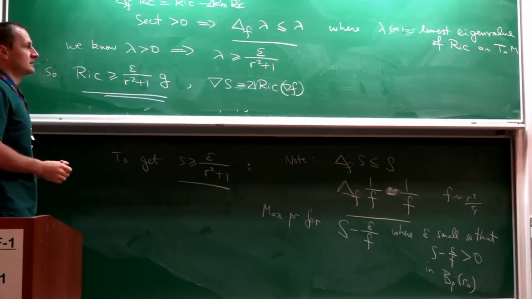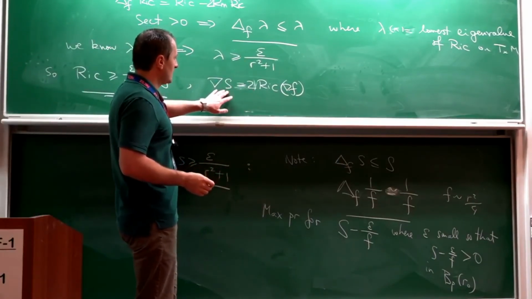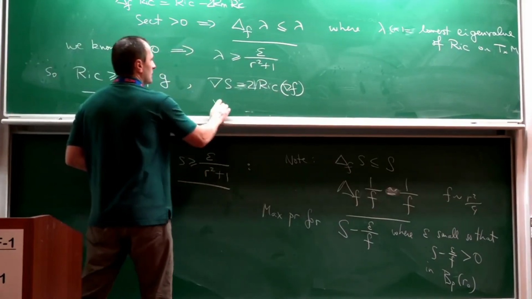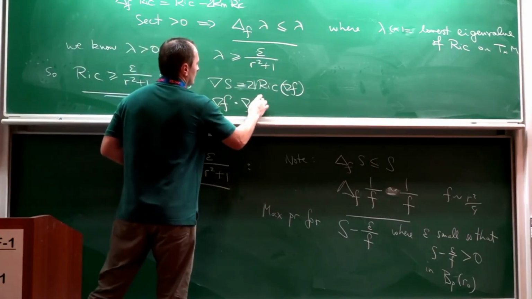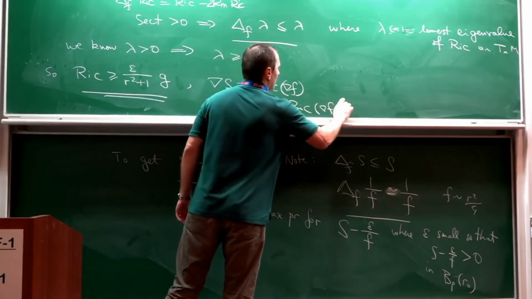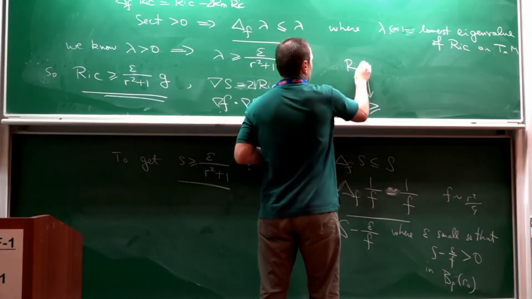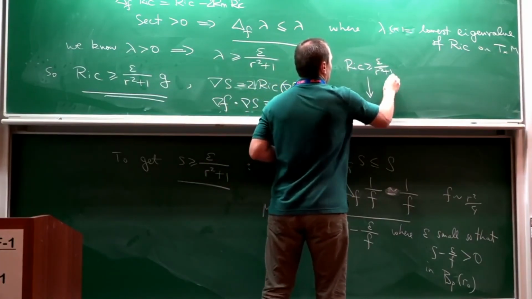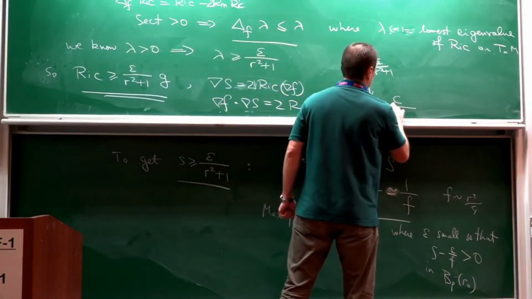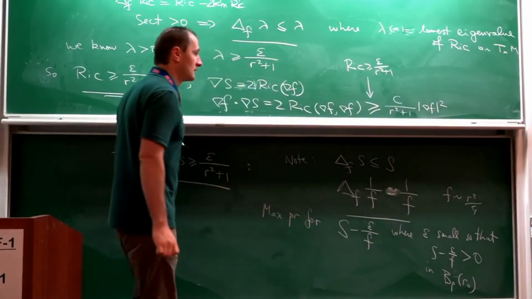This one says that the gradient of scalar curvature is equal to Ricci in the gradient direction. So if I take the product with gradient f, and I use the lower bound for Ricci curvature, I get that.